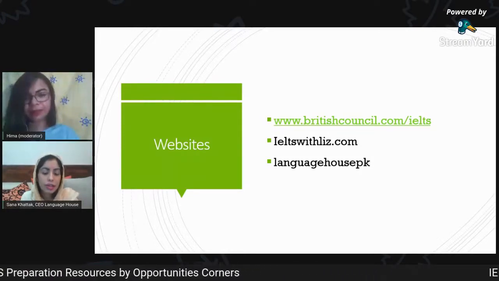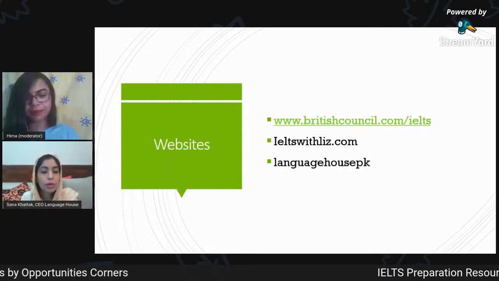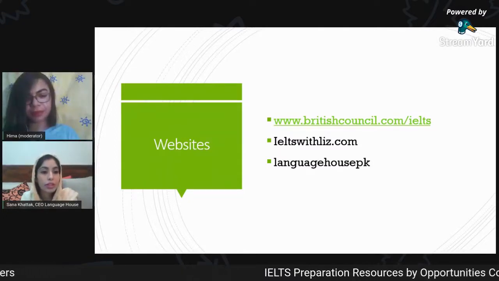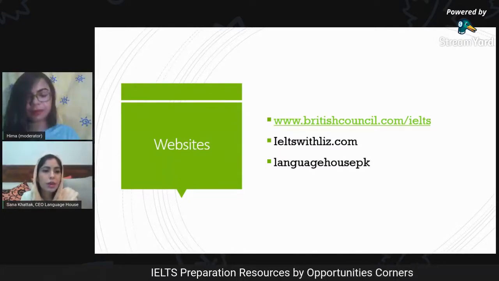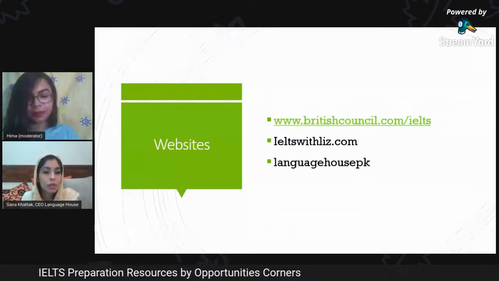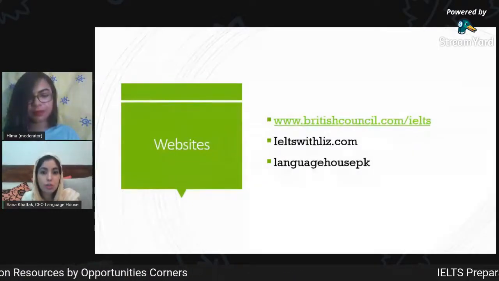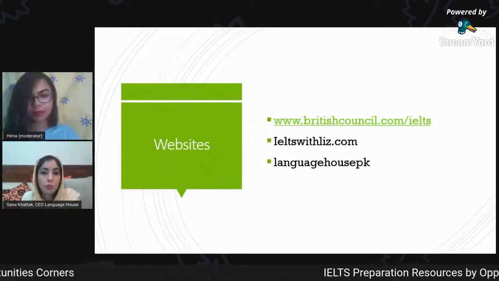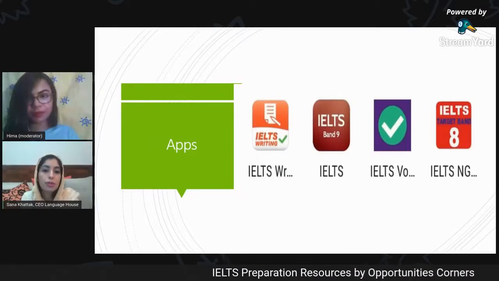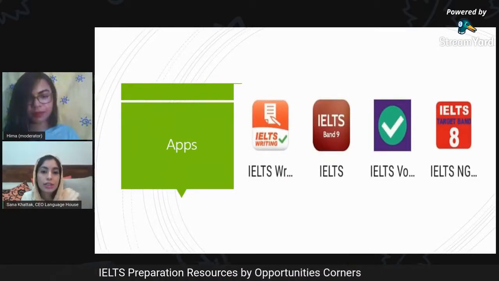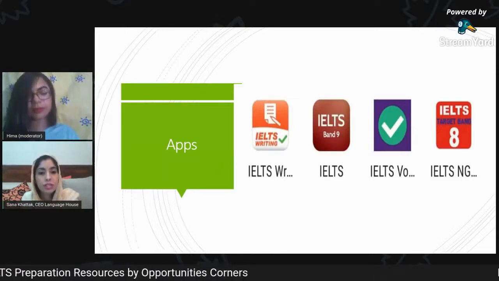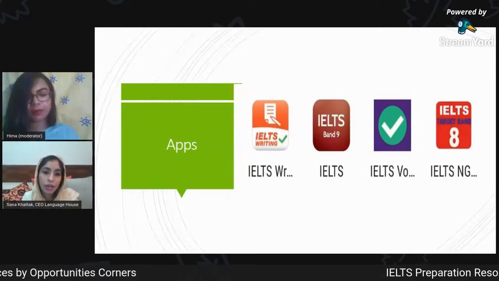Oh, Hima, you're very right, because nowadays people always have a mobile phone in their hand. So websites they go to later, but they're very comfortable if they have some kinds of apps to look forward to and to prepare for. So for that purpose, I have chosen these four apps which I have personally tried and tested and are very good.